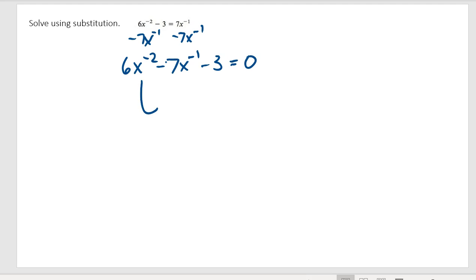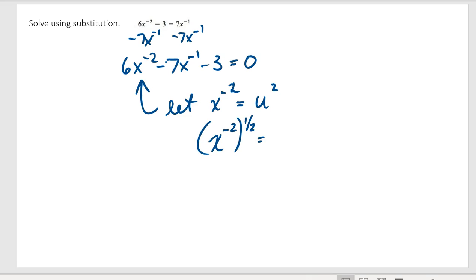So I'm going to look at my far left term, and I'm going to say let x to the -2 equal u squared. I'm always going to set it equal to u squared. Okay? So if I take the square root of both sides, that's the same thing as saying raise it to the 1/2 power.